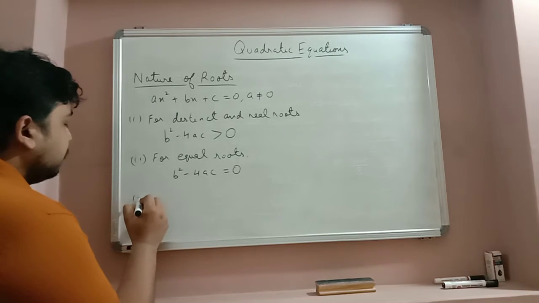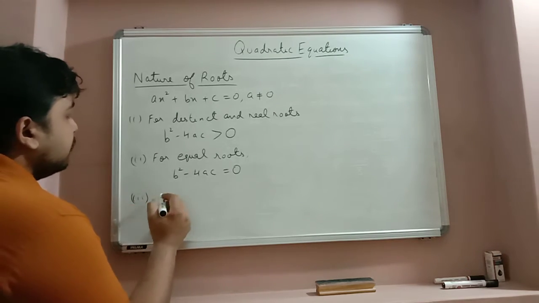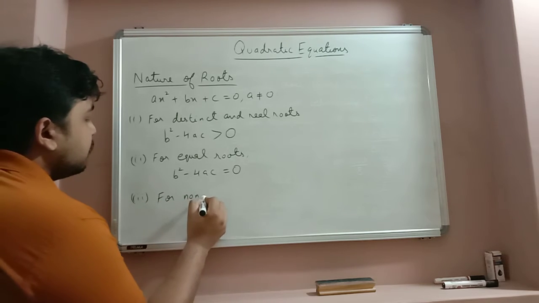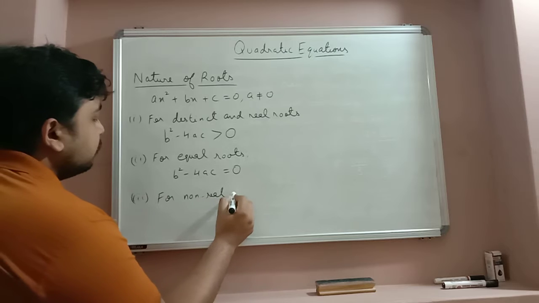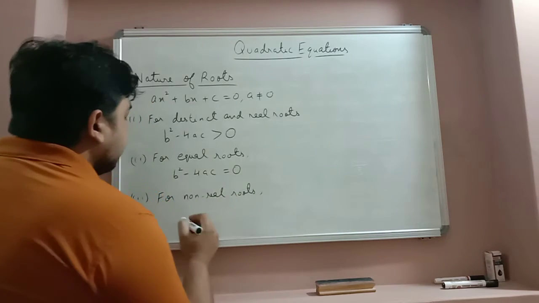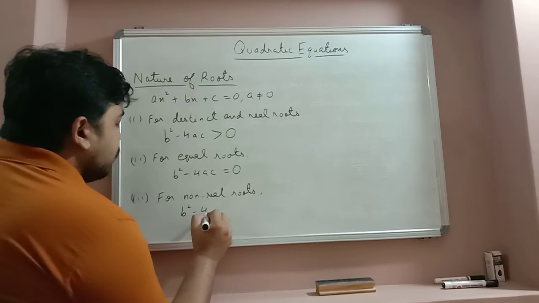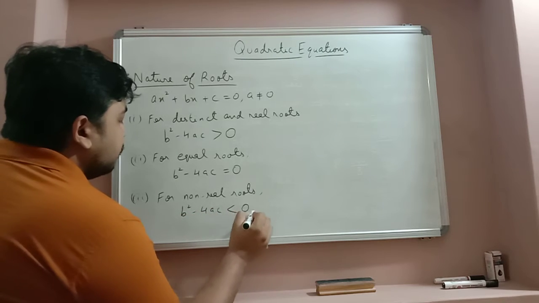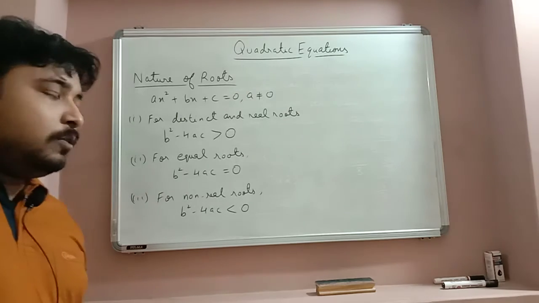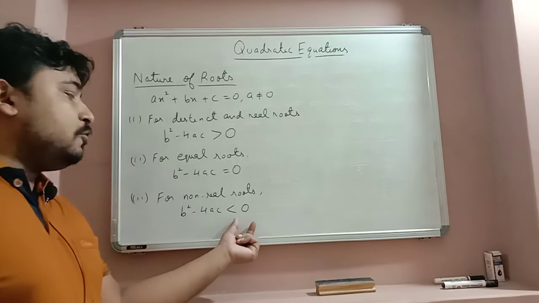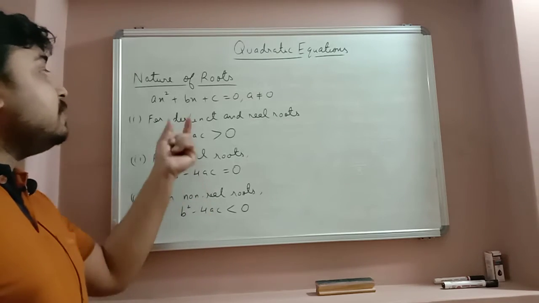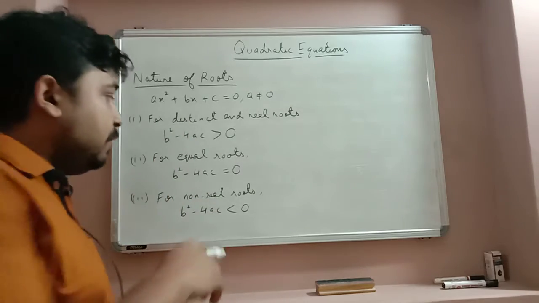And thirdly, for non-real roots, or we can say no real roots, b square minus 4ac should be less than 0. So if in a particular equation b square minus 4ac happens to be less than 0, then that particular equation has non-real roots. Let's take an example of this third one.